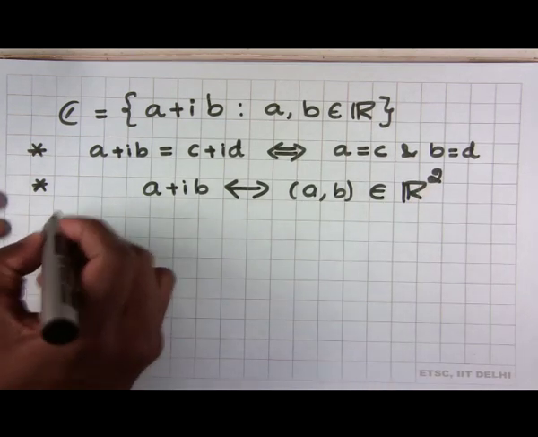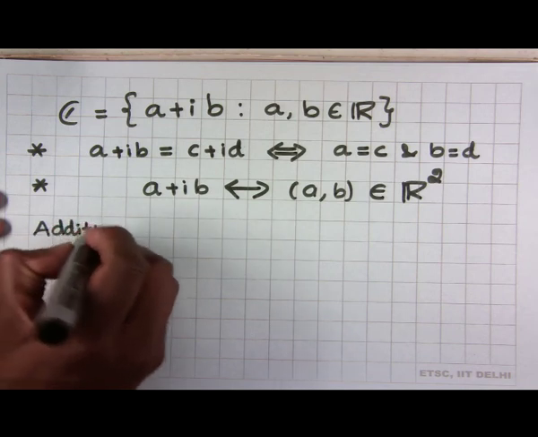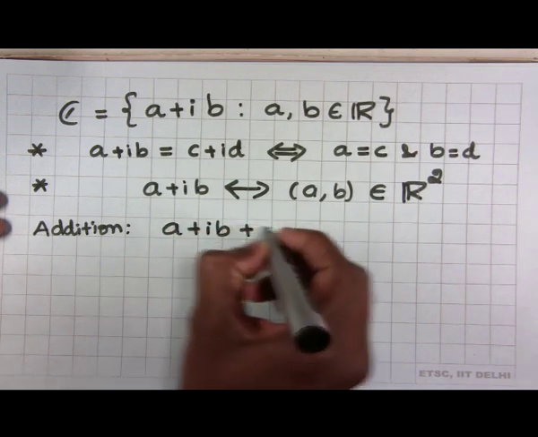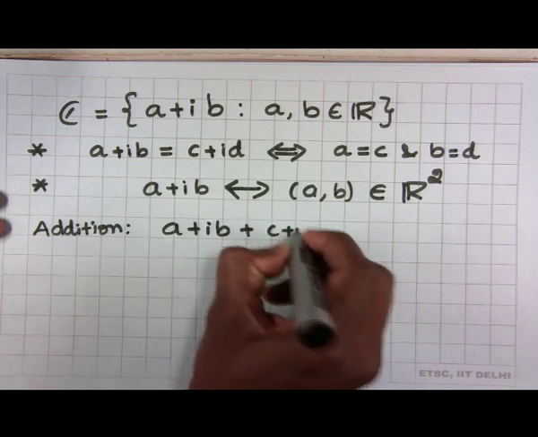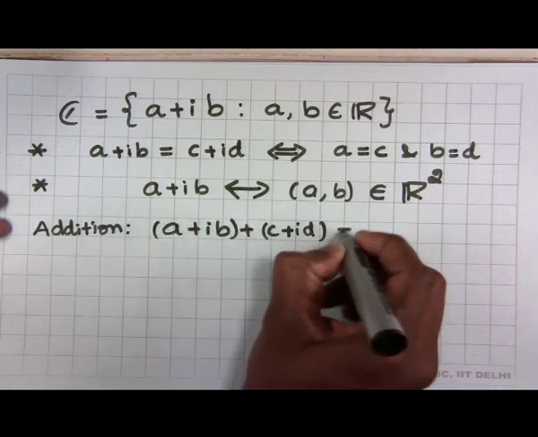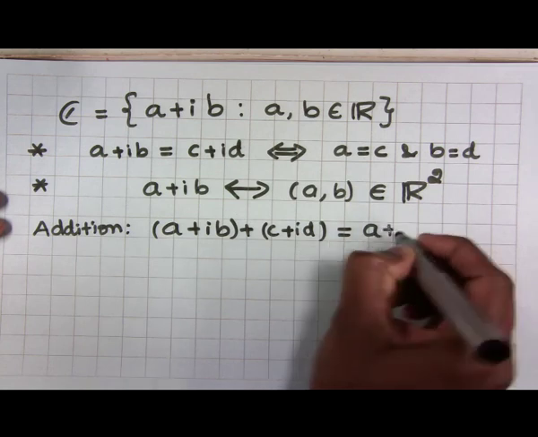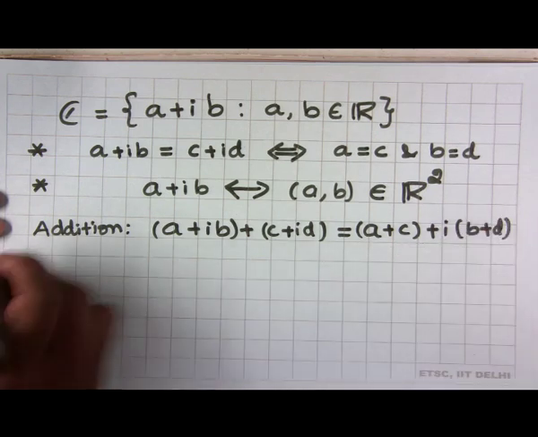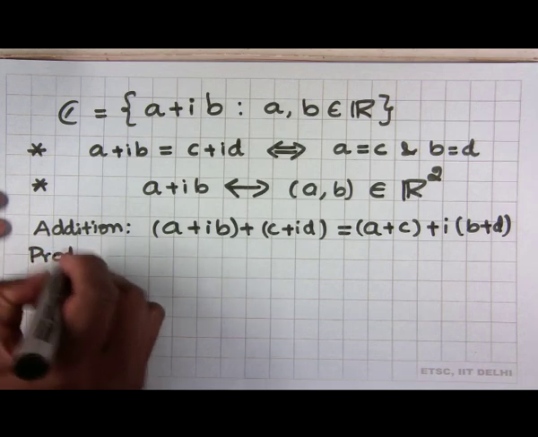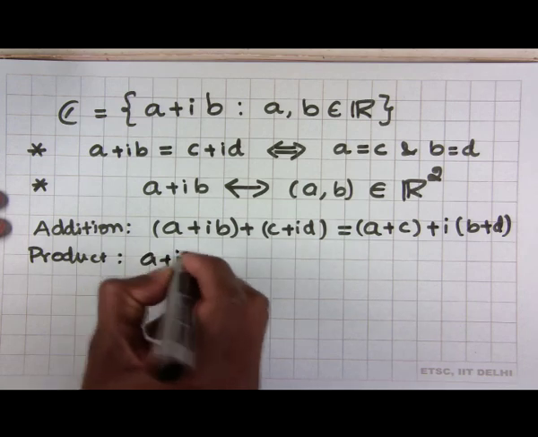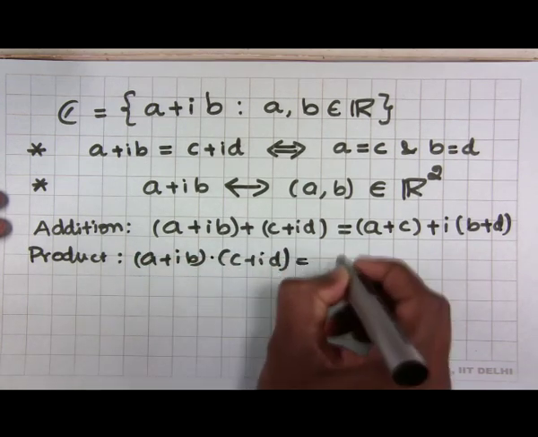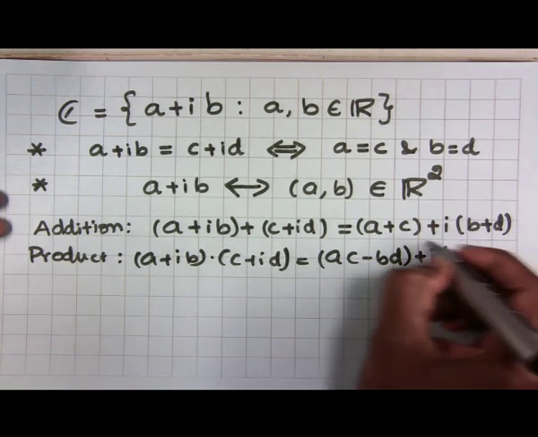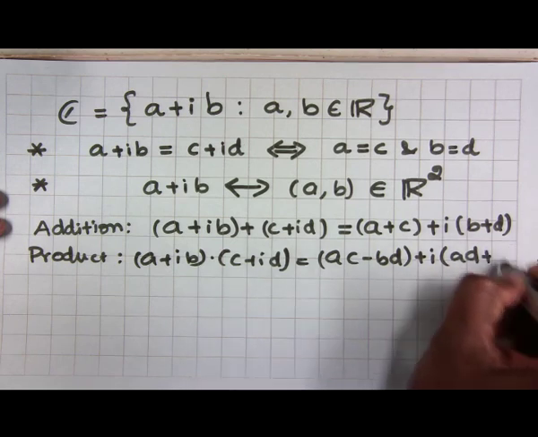Let me recall the operations, that is addition. The addition of two complex numbers is defined as you sum the real part and the imaginary part, and the multiplication which we defined as (ac minus bd) plus i times (ad plus bc).